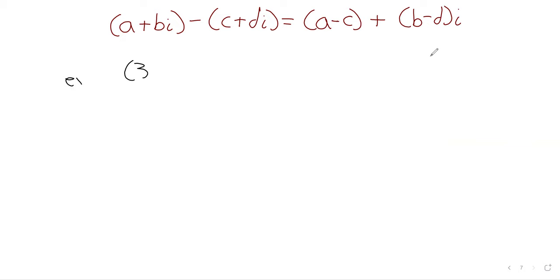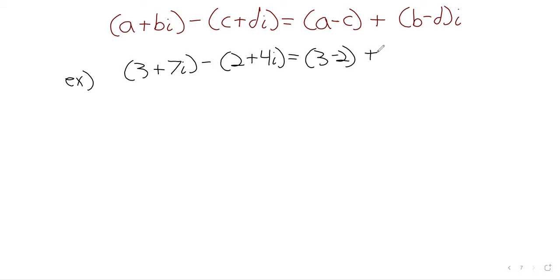So, for example, 3 + 7i minus -2 + 4i is 3 - 2 plus, not minus, plus 7 - 4i. Let's see. So 3 - 2 is 1. 7 - 4 is 3. 1 + 3i.